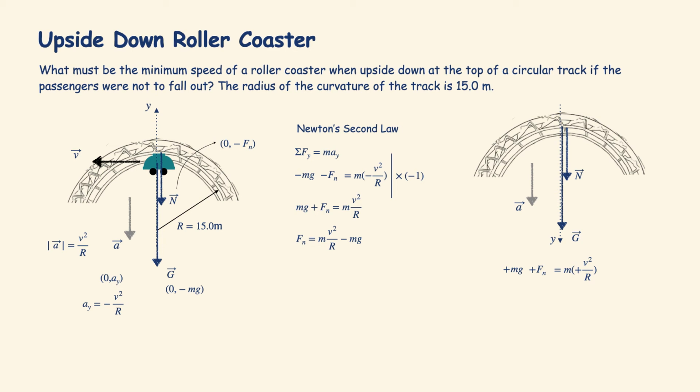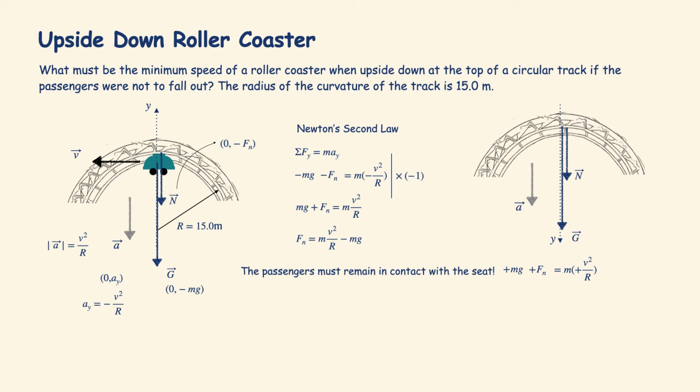And here is a good moment to pause and think about it. What is it that will ensure that the passengers will not fall out, that they will remain in their seats? What quantity here from our mathematical equations is the one connected to the passengers not falling out? When we think about the passengers remaining in contact with the seat, we immediately can recognize that that is the normal force, because the normal force stands for the interaction that happens at the contact between two objects.